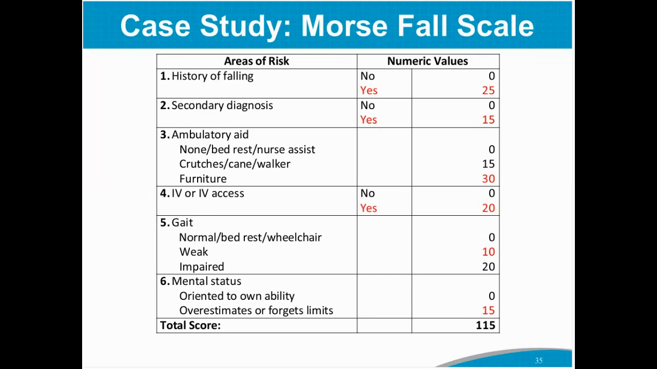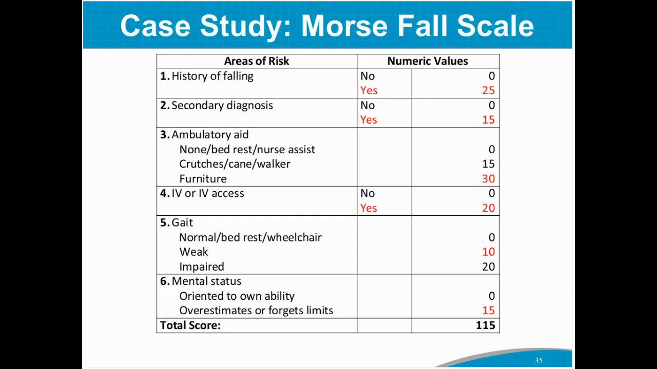So now let's look at the Morse fall scale and talk about how we would complete the Morse fall scale based on this patient's assessment. So we know that the patient said that he has fallen several times over the last year, most recently in the last month, and so history of falling is positive, so we say yes there. Secondary diagnosis, the patient does have multiple medical problems, so yes to secondary diagnosis.